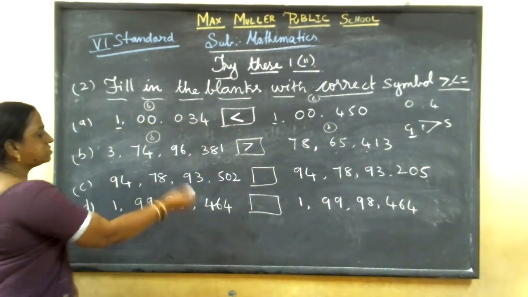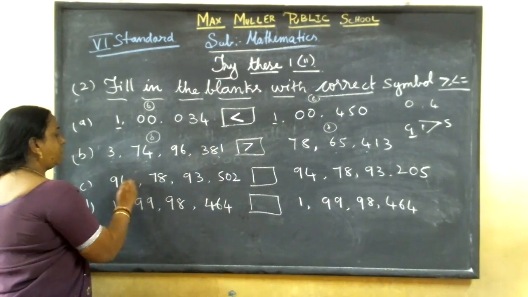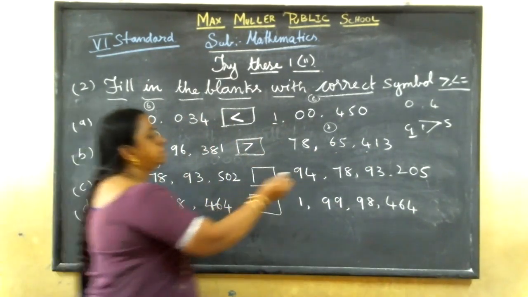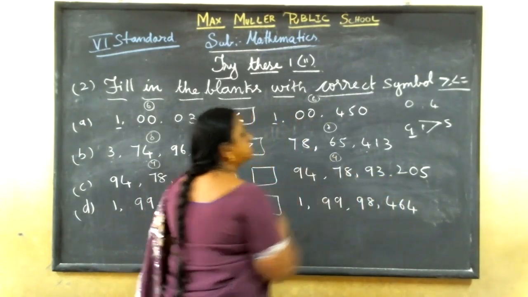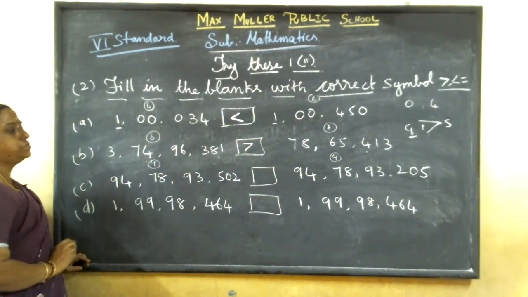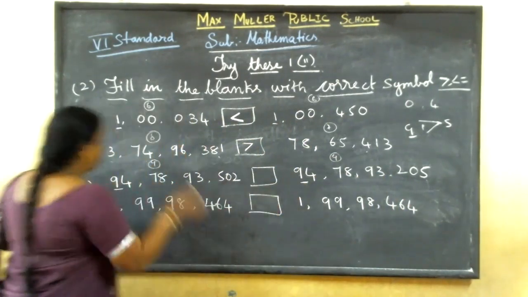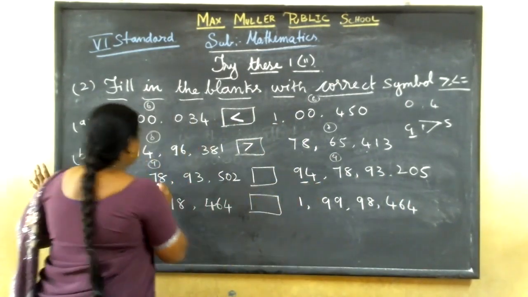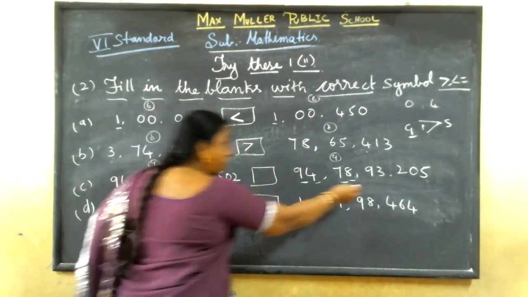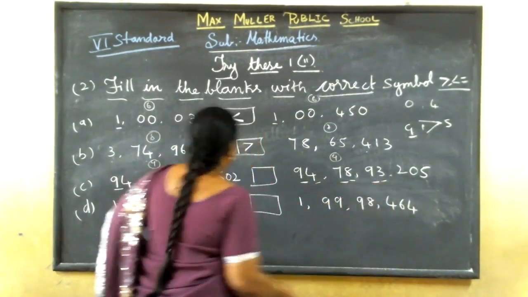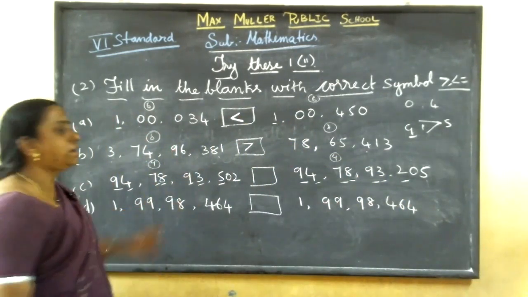Now next. First count the digits. 1, 2, 3, 4, 5, 6, 7, 8, 9 digits here. This side also 1, 2, 3, 4, 5, 6, 7, 8, 9 digits. So both sides have 9 digits. Here you should compare from the highest place. 9 equal. Next 4 equal. 7 equal. 8 equal. 9 equal. 3 equal. Now here 5 and 2. Compare only 5 and 2: which is greater? 5 is greater.